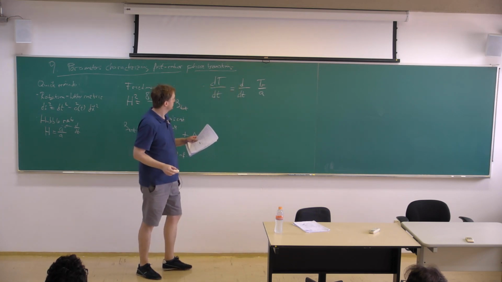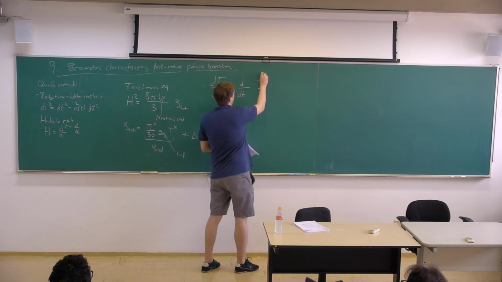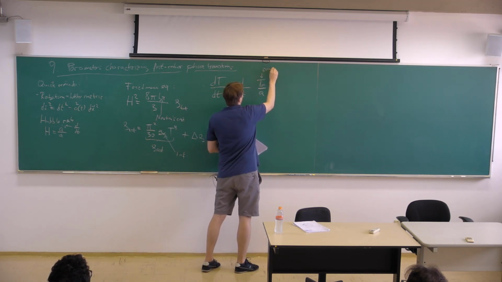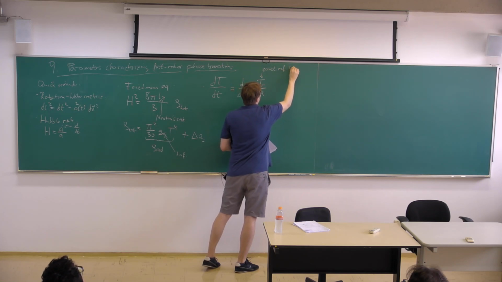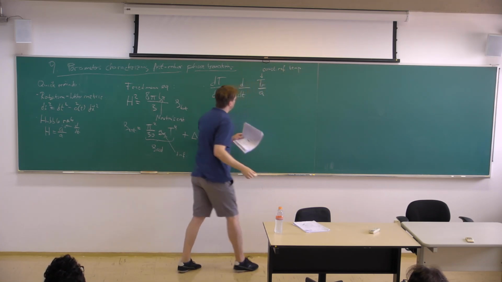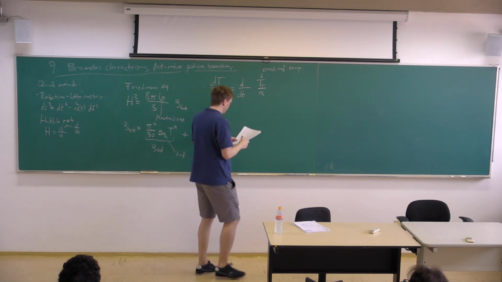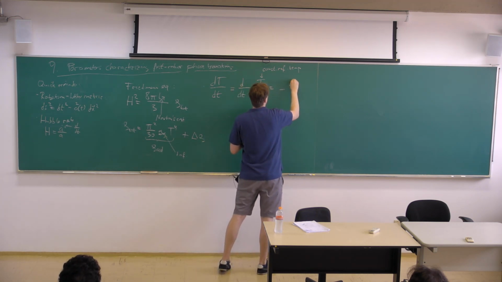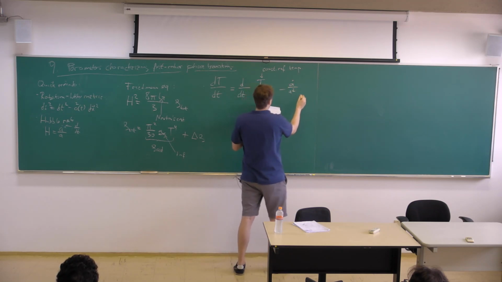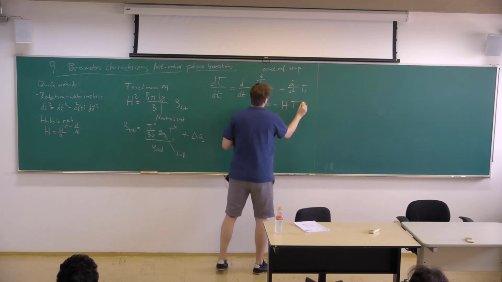Some reference temperature divided by the scale factor, and all the time depends on the scale factor. So this is some constant reference temperature. Okay, and now I use the definition of the Hubble rate as a dot over a squared TR, this is minus H.